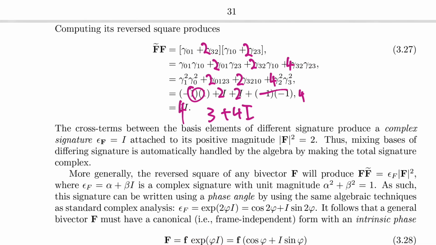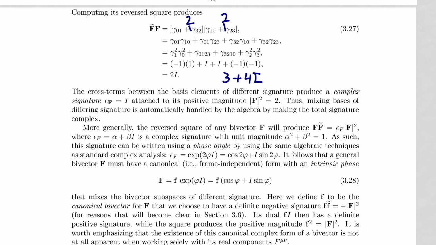So a general bivector reversion product, or the reversion square of a bivector, can end up with this, what we're now going to call a complex number, zeta. Or it could be purely imaginary, which in our language is purely pseudoscalar, or purely scalar. Now, the rest of this section talks about how you can take this final result of the reversion square and put it into a polar form, a complex polar form.